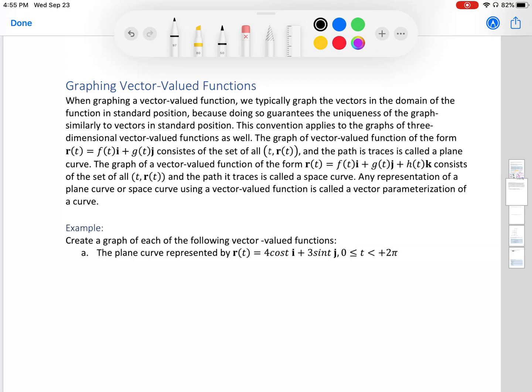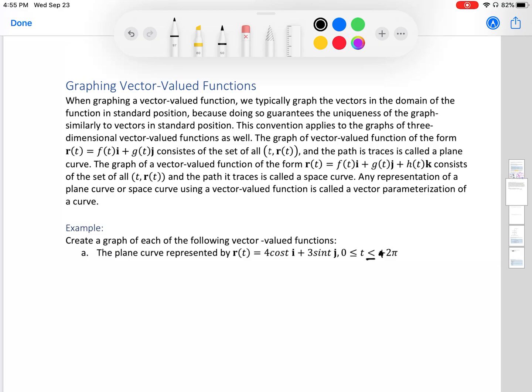Okay, so let's take a look at A. Let's read the example. Create a graph of each of the following vector valued functions. A, the plane curve represented by r of t equals 4 cosine t i plus 3 sine t j, where t is between 0 and 2 pi. I meant to write equal. So t is between 0 and 2 pi.